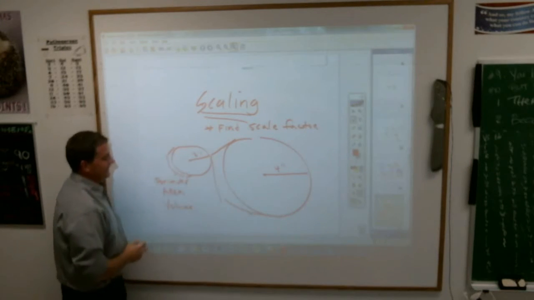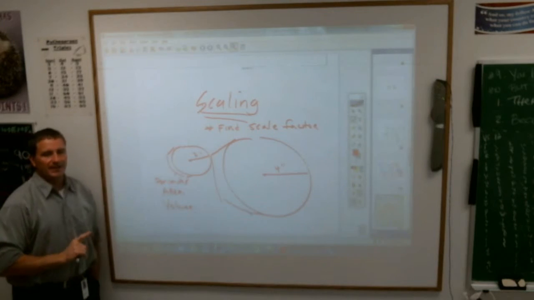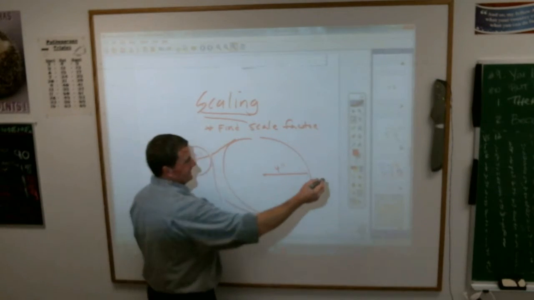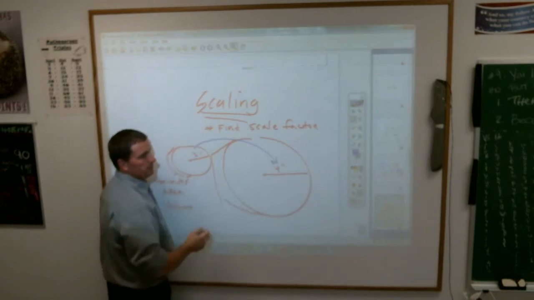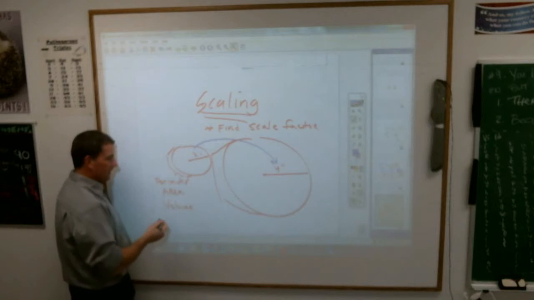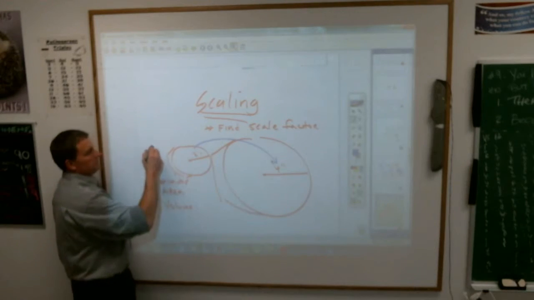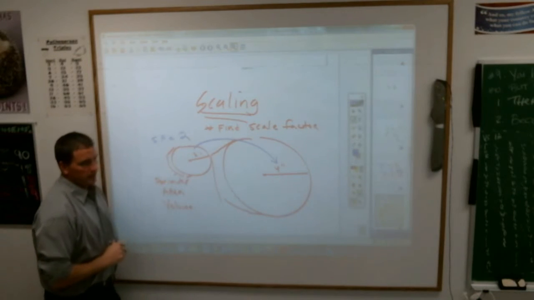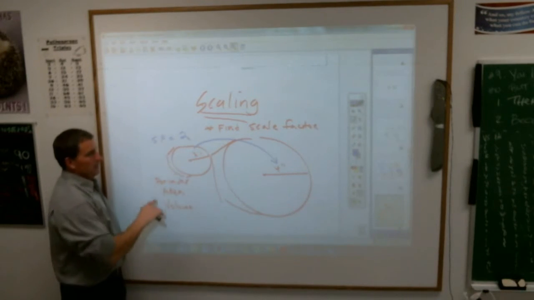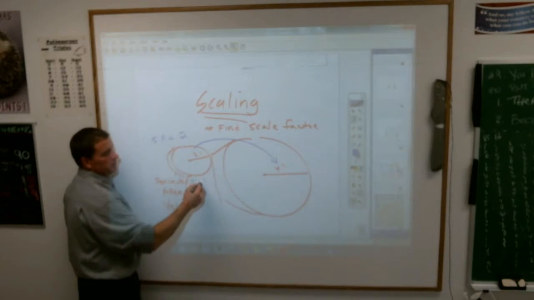Here is your handy dandy guide. The first thing you have to do is find the scale factor. In other words, how do you go from 2 to 4? What do you multiply by? Times 2. So the scale factor is 2. If the scale factor is 2, then the perimeter will also be 2 times bigger.